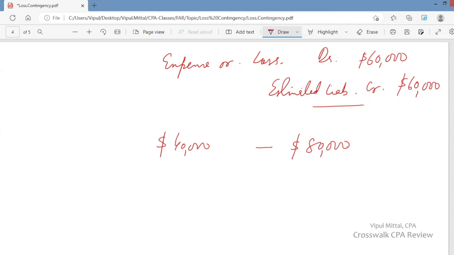It is a loss contingency and loss is probable, and the amount of loss is a range that is 40,000 to 80,000. Then what amount you should accrue? You have to record this journal entry. So the loss can be $40,000 or $50,000 or 55 or 57 or 60 or 62. It can be any amount in this range. Then what amount you should accrue? You should accrue the amount that is better estimate than any other estimate within the range.